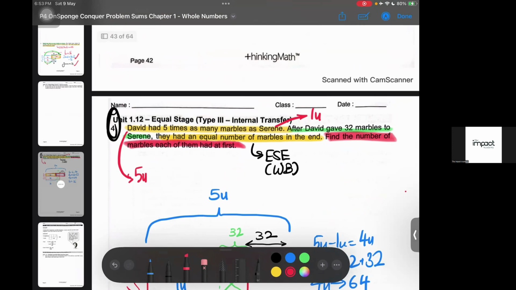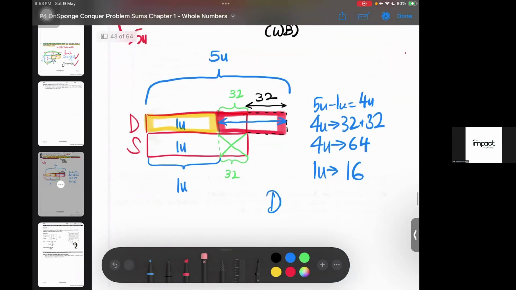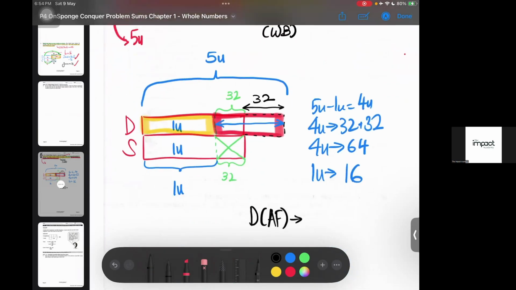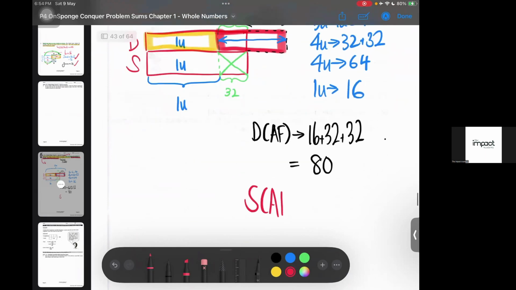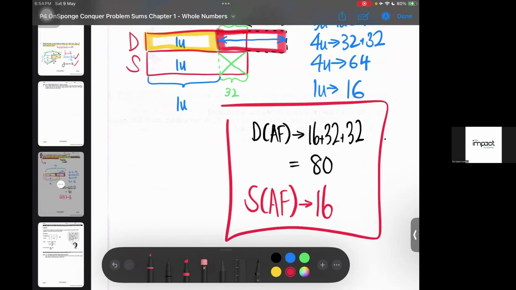Our job is to find the number of marbles each of them has at first. So we're going to do David first. You must write down David, bracket David at first. David at first is from where to where? From here to here. So it's 16 plus 32 plus 32, which is 80. So that's David at first. Serene at first doesn't have the 32 from David, so Serene at first is just 16. And that's the reason why your answer for this question has to be so.